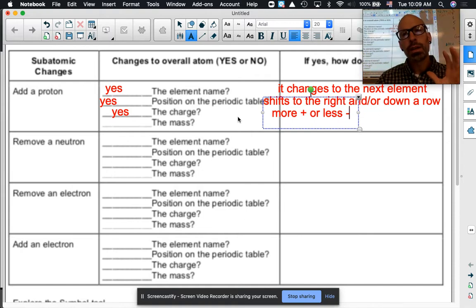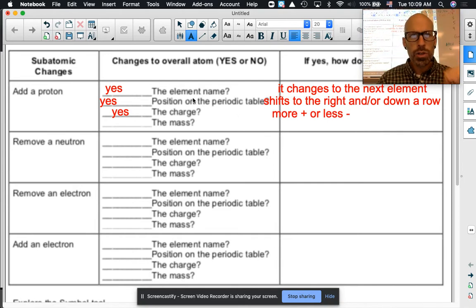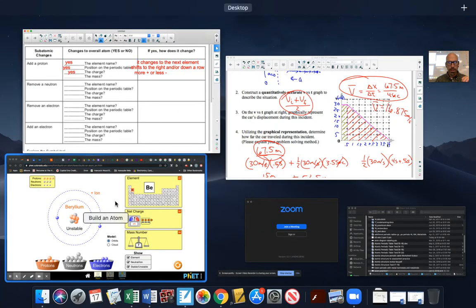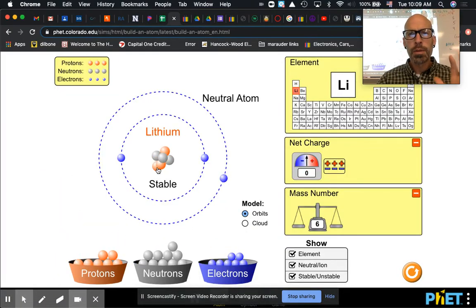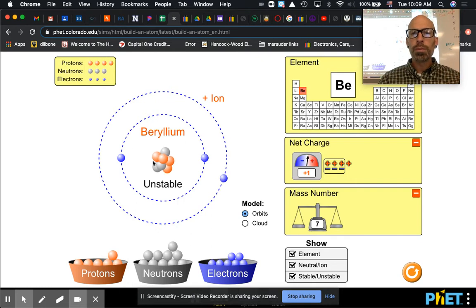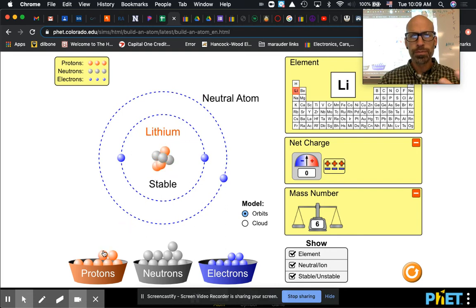Now, here's something else I want you to make sure that you are getting here: the proton number does not change. You don't alter the proton number. I know it says if you add a proton, but when you add a proton, it becomes a whole other element. You can't do that. The proton is locked in. The protons and neutrons in the nucleus can't come and go.